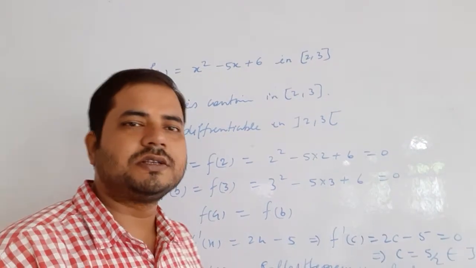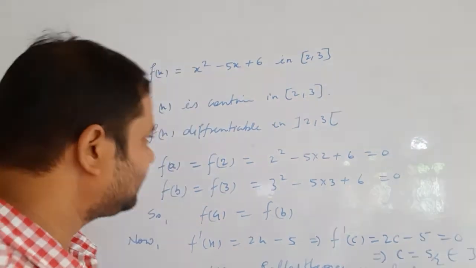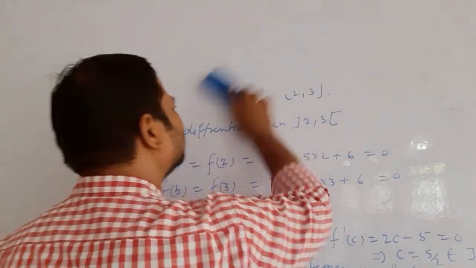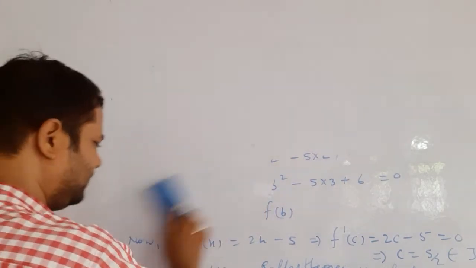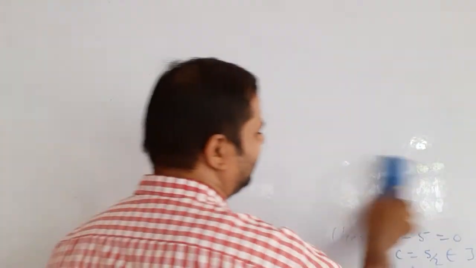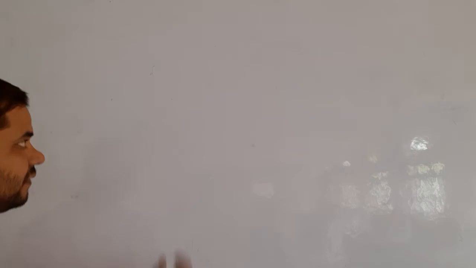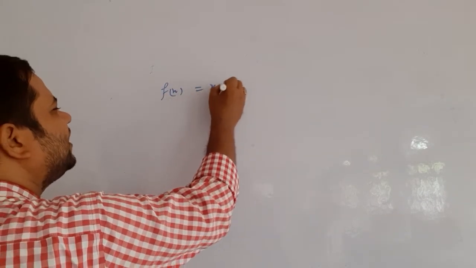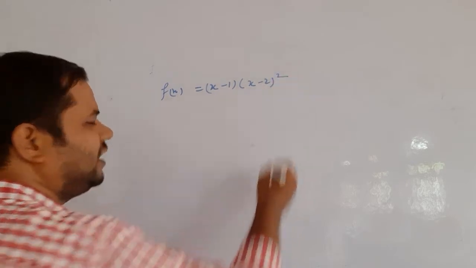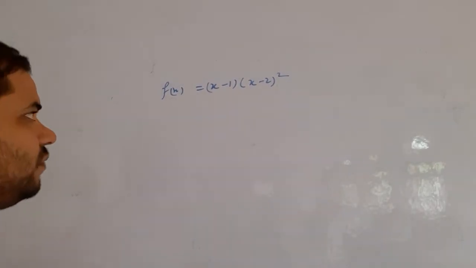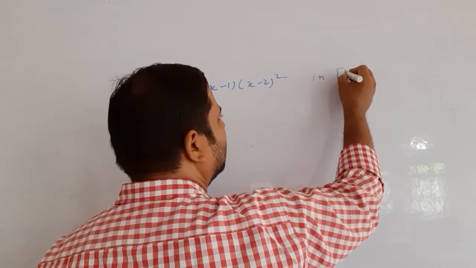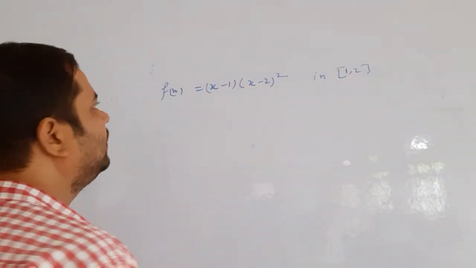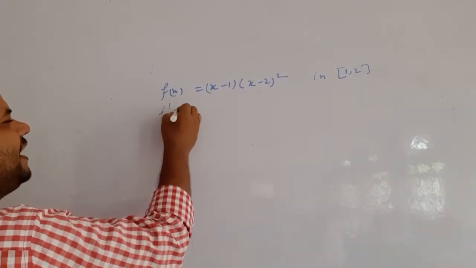Okay, I hope you have completed this one. Now next question is verify Rolle's theorem for the function f(x) is equal to (x minus 1)(x minus 2) whole square in interval [1, 2]. Okay. So first of all we find f dash x.